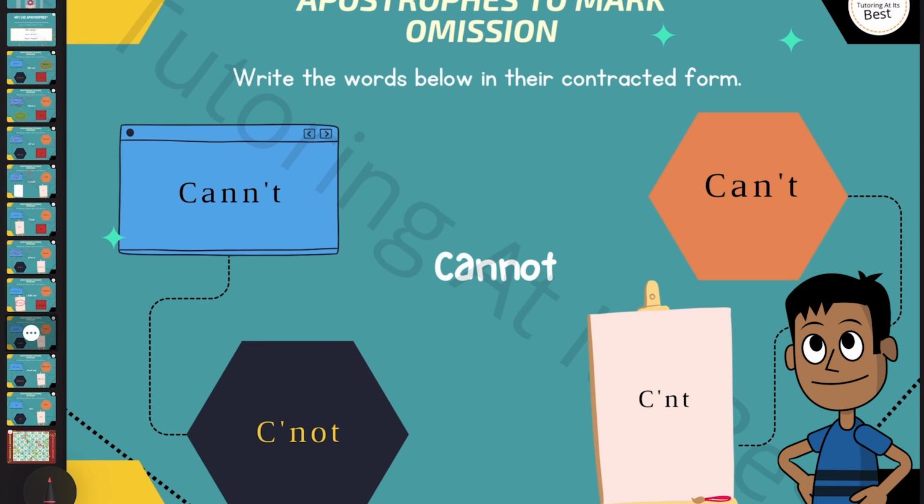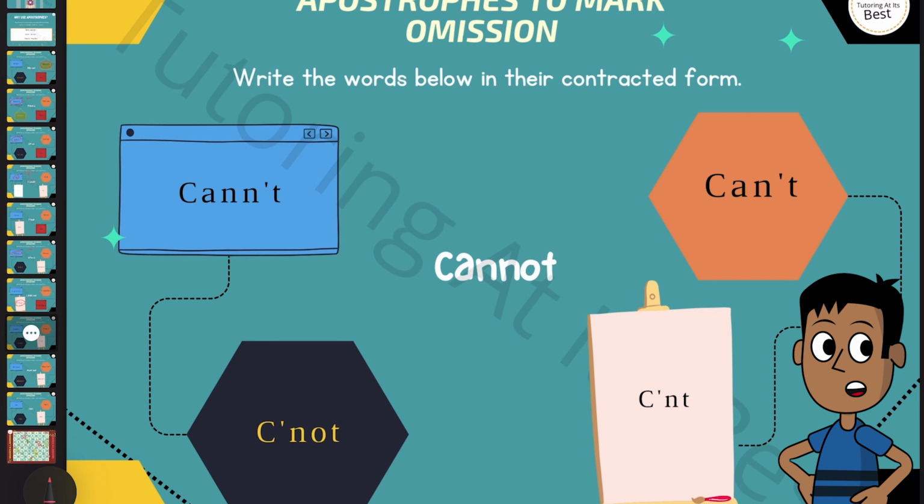Okay, over to the next question. Cannot, and that is most common, so I'm sure everybody would get this correct. We'd get can't. So learn this contraction because it's often written wrongly. Cannot can also be written as can not with a space, but cannot is better together.